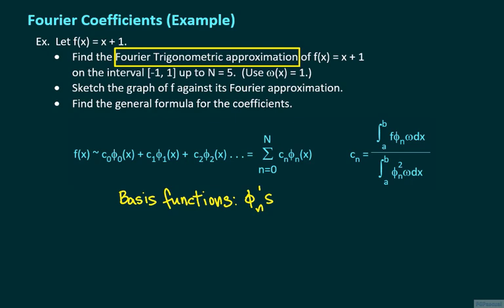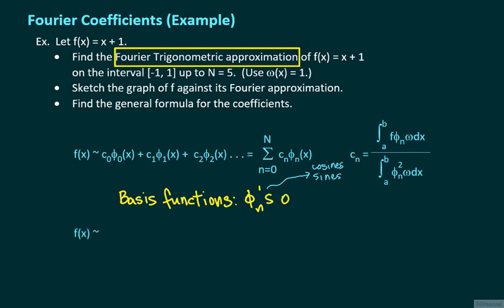Since we are to construct a Fourier trigonometric approximation, the phi sub n's, which are the basis functions, will be made up of cosines and sines. And so we split up the approximation into cosine and sine terms.